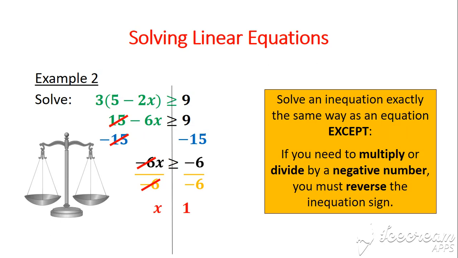But because we had to divide by a negative number, we're going to have to take the greater than or equal to sign and flip it around and make it a less than or equal to. So our solution, x, has to be less than or equal to the number 1.